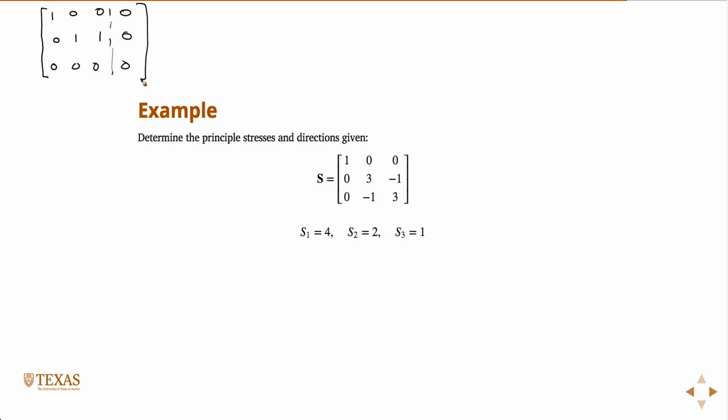So let's write out the system of equations. The system of equations is 1 times x1 plus 0 times x2 plus 0 times x3 is equal to 0. And it's 0 times x1 plus x2 plus x3 is equal to 0. And it's 0 times x1 plus 0 x2 plus 0 x3 is equal to 0. All right, now you got it? Then on the second equation, I just moved x3 to the right-hand side.